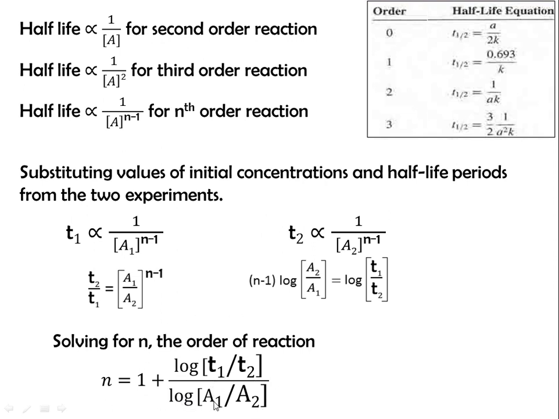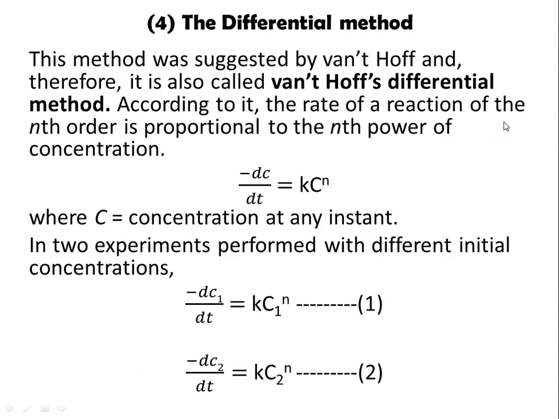So we know the initial concentrations A1 and A2. We know T1 and T2. T1 is the half-life of the reaction when the concentration is A1 and T2 is the half-life of the reaction when the concentration is A2. So once we know this, we can determine n, which represents the order of reaction. So this is the formula to determine the order of reaction by the half-life method. So this represents the half-life equations.